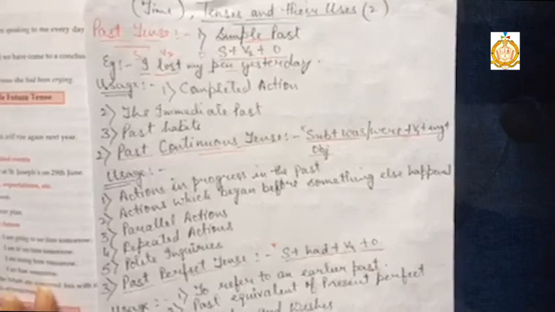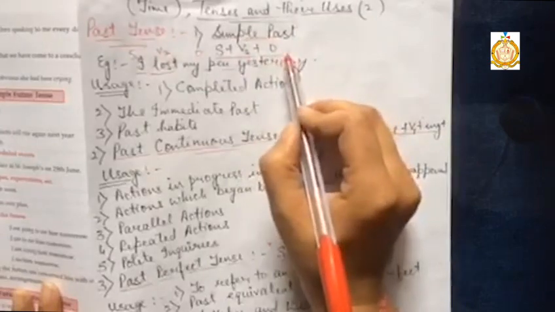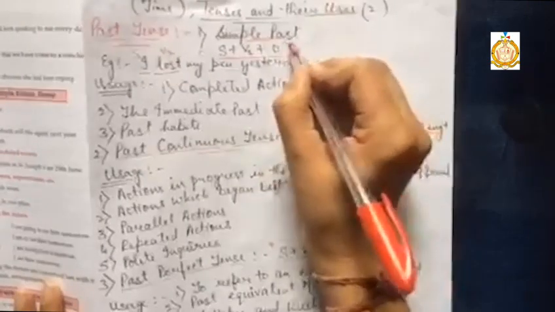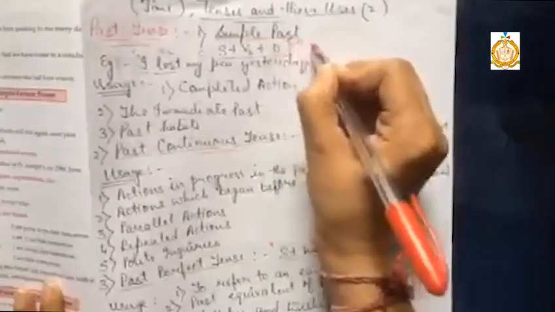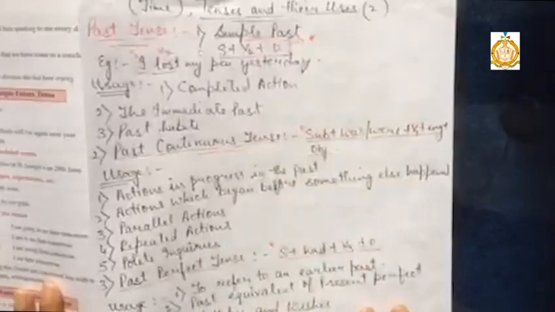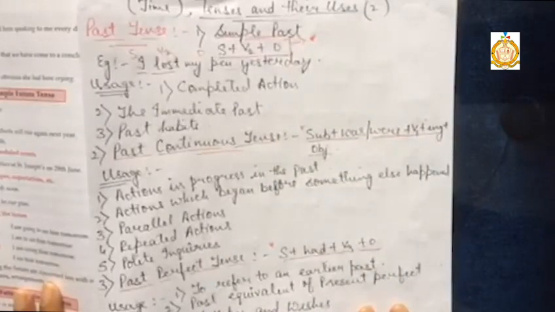So it is past tense. What's the formation of simple past tense? Subject plus verb's second form plus object. Please do one thing. Please write these formations of each tense over there in your notebook along with the usages.